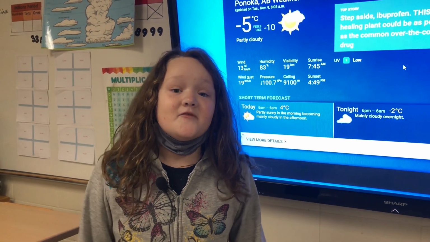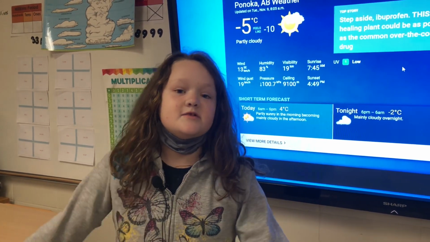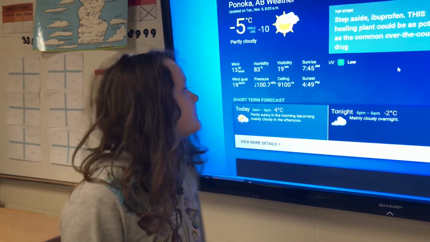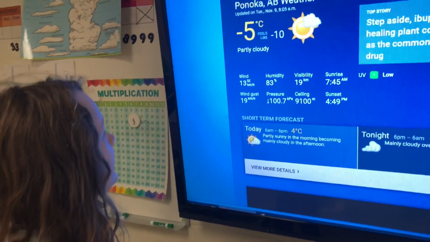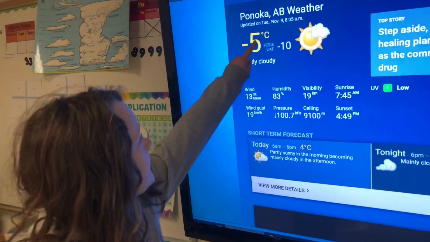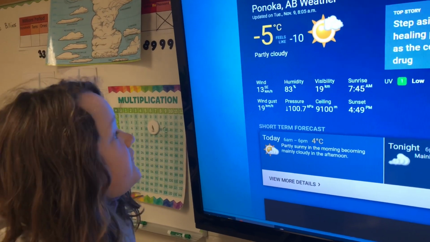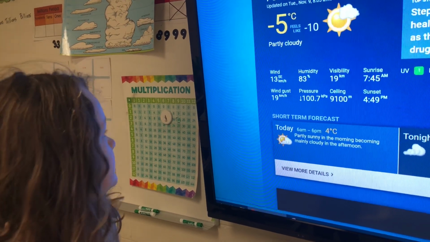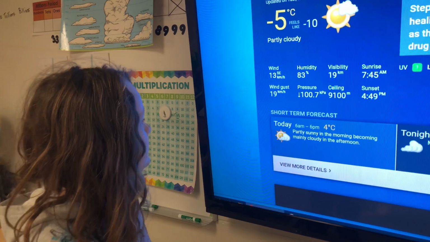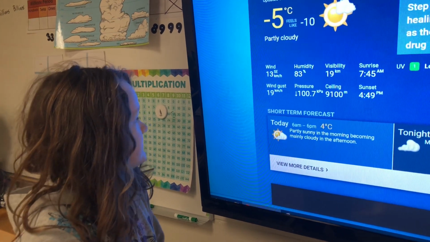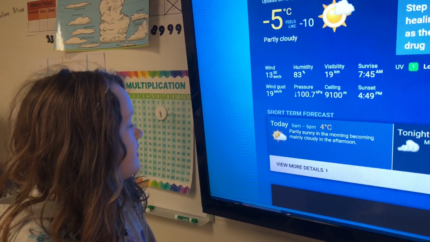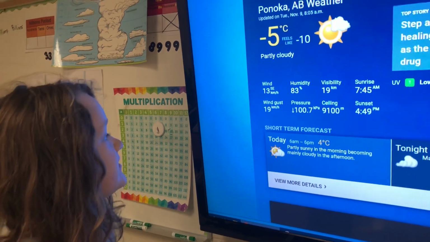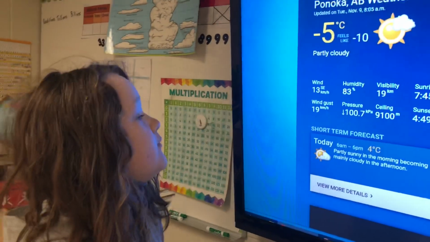I'm Charlie. I'm the first grader to be doing your weather today. Today's weather is minus 5 degrees Celsius. It feels like minus 10. It is partly cloudy. The wind is coming from the southeast at 13 kilometers an hour. The humidity is very high, or moisture in the air.